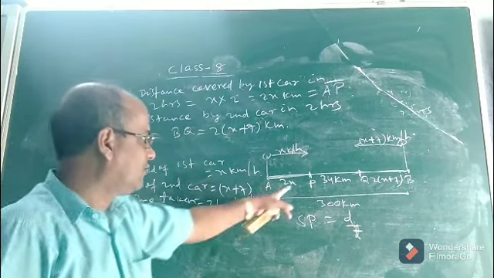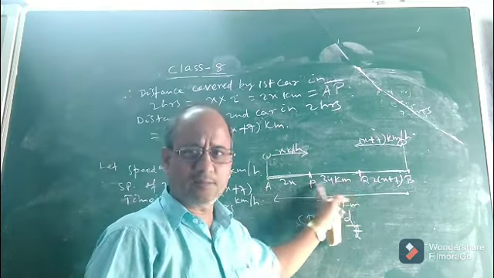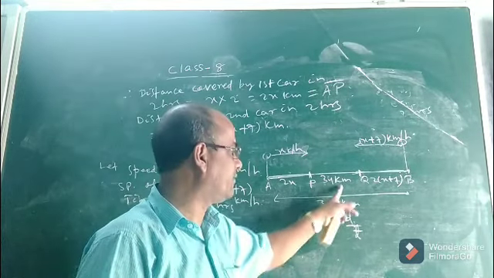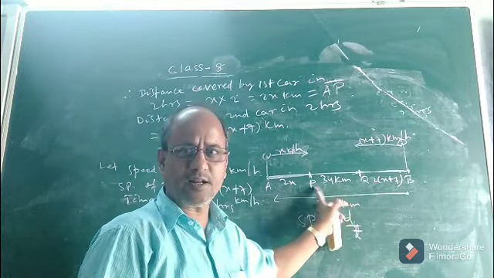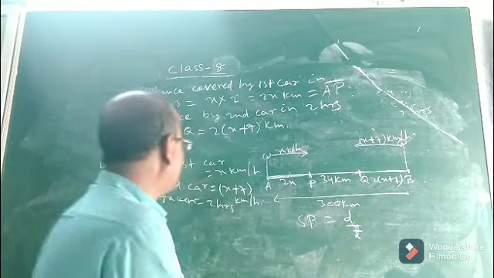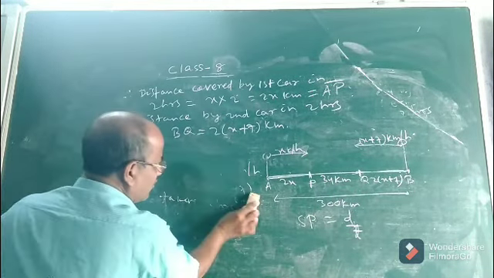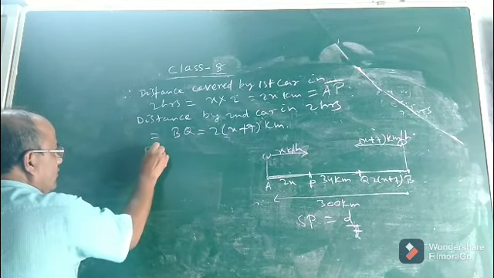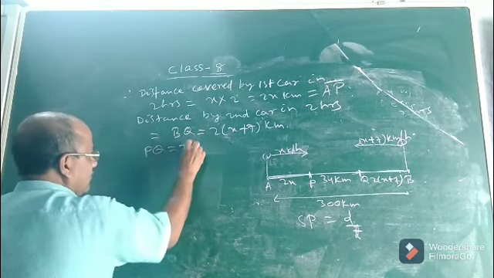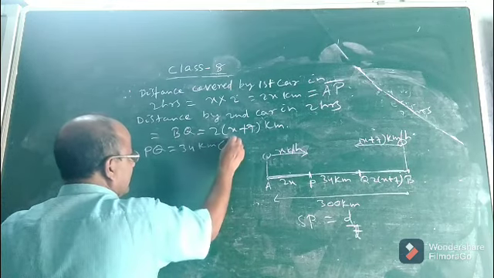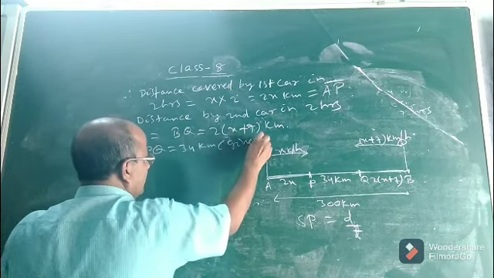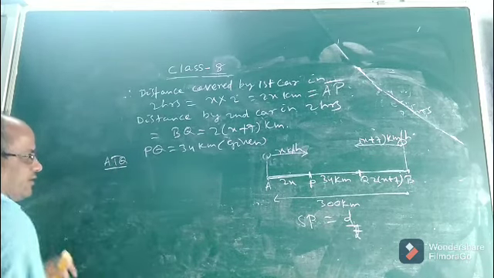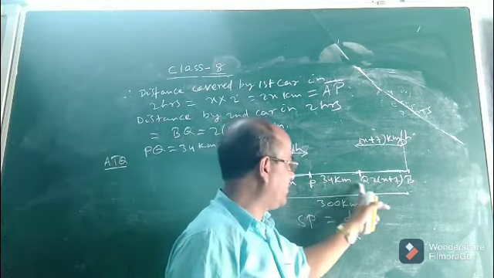Now, according to the question, what is the distance between the two cars after 2 hours? It is 34 km. That means the length PQ, the distance between P and Q, is 34 kilometer. It is given. So according to the question, what will be the equation? AP plus PQ plus QB.